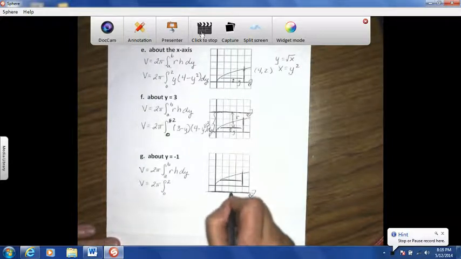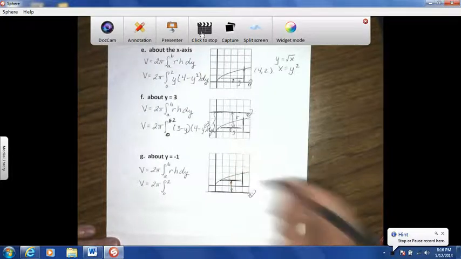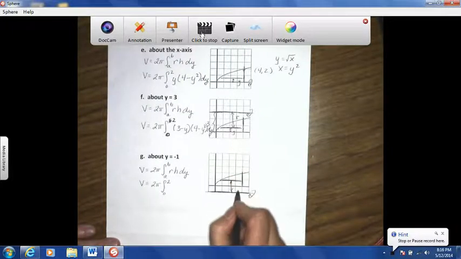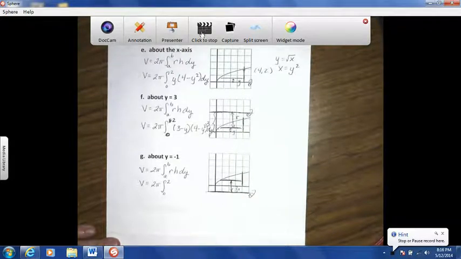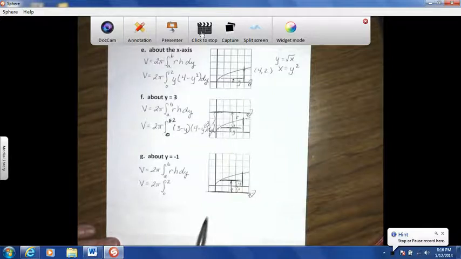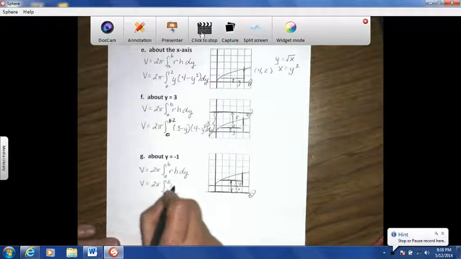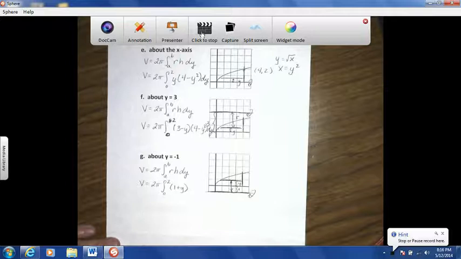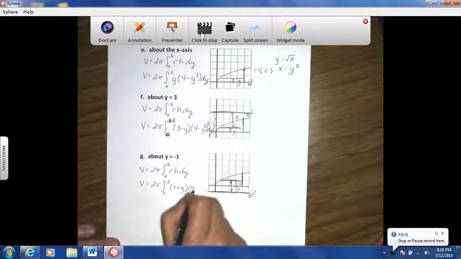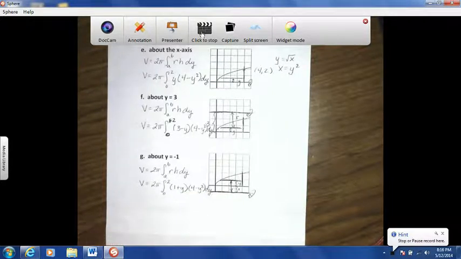Now, once again, the radius is the distance from the axis of rotation to the rectangle. Now, in order to do that, we know that from here to here is 1, and then from here to here is y. So the total distance from the axis of rotation to the rectangle is going to be 1 plus y. And the height of the rectangle is right minus left, so that's going to be 4 minus y squared, and then our differential of y.